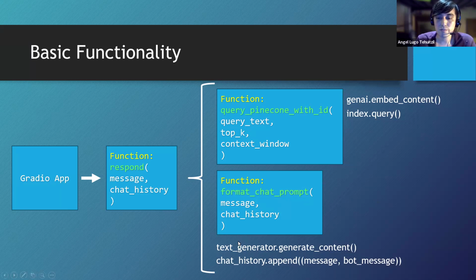Then it uses the text generator to pass it to the LLM and answer the question. Once we have the answer, we pass the message and the response to the chat history and show the answer back to the Gradio app. So it is just that. Three functions, and that's how it works.